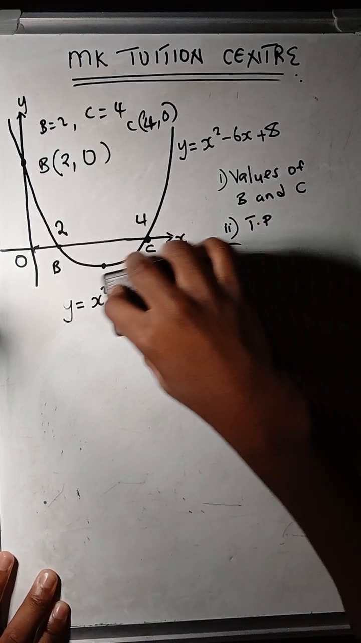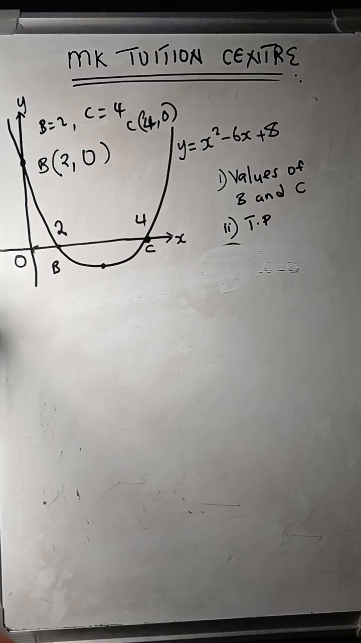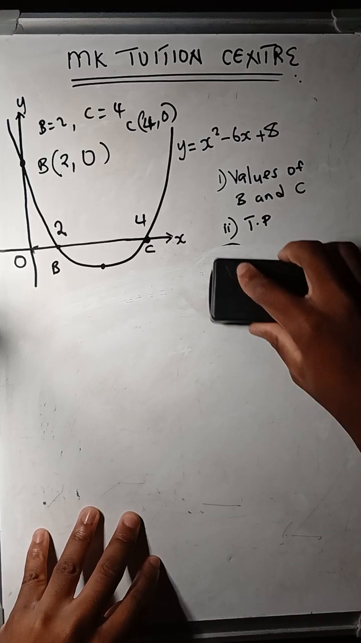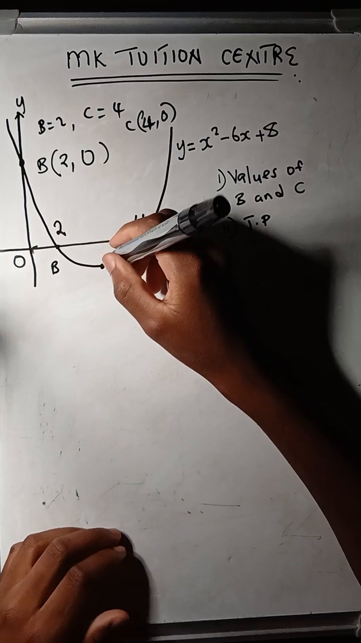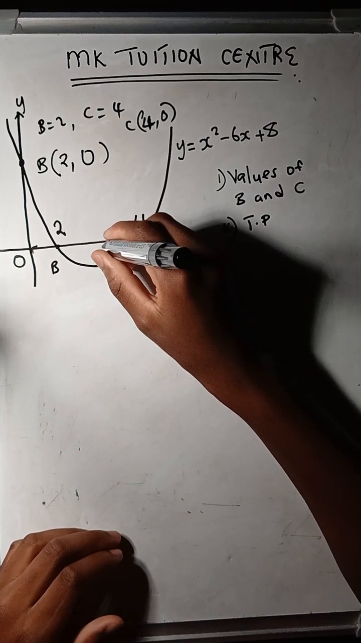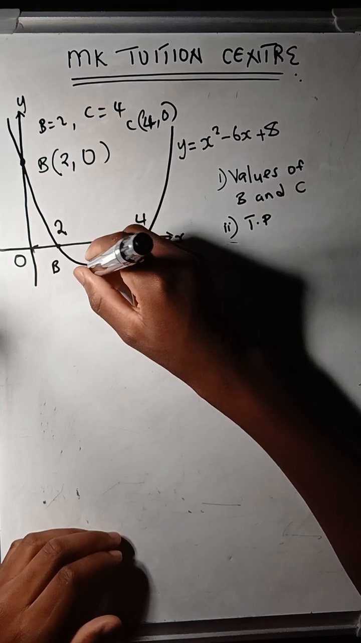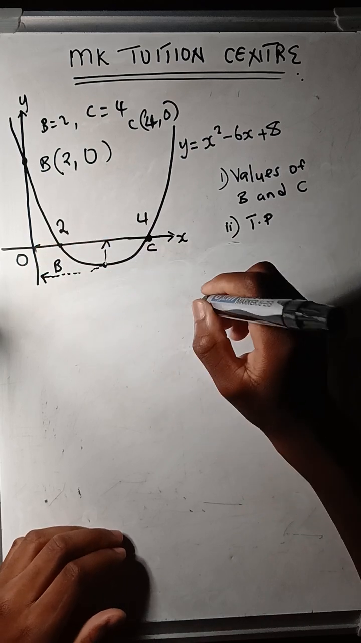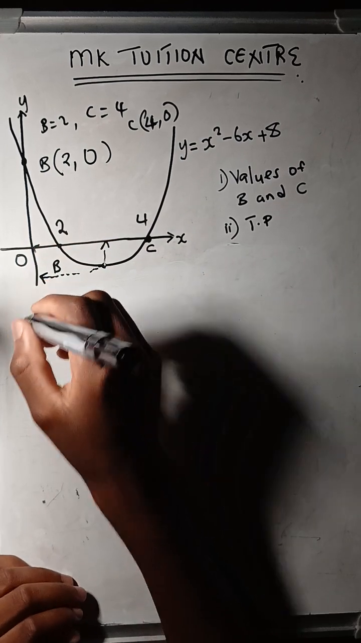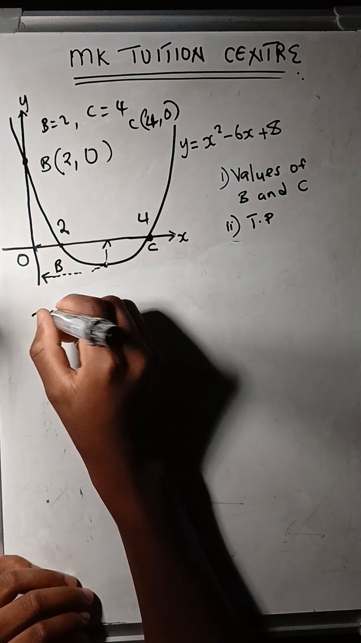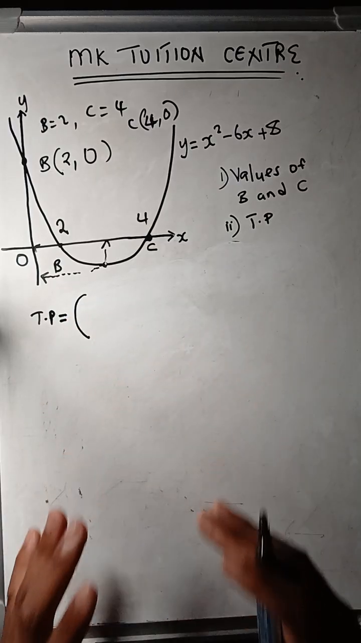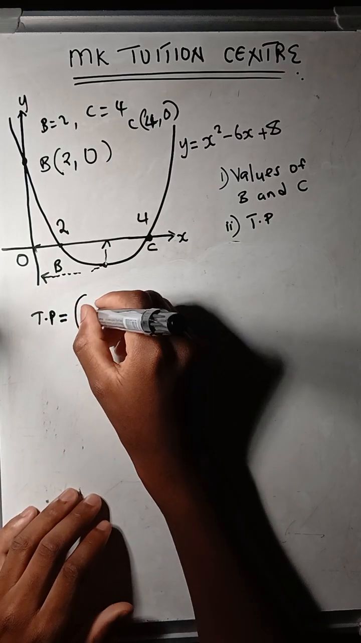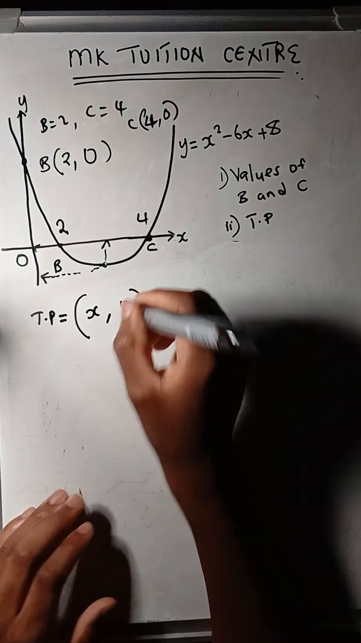Okay, we have this part too. The turning point is this point. Now this point has an x value and it also has a y value. So the turning point has x comma y. That is how you write our coordinates. So here it is x comma y.